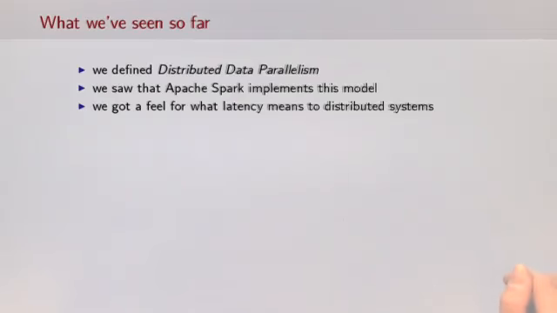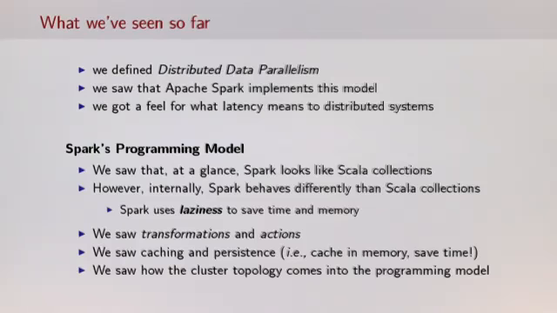So far, we've defined distributed data parallelism, and we saw intuitively that Spark implements this model. And most importantly, in the first few sessions, I hope you got a feel for what latency really means to a distributed system. Then we covered Spark's programming model. In the beginning, we learned that from 10,000 feet, from really far above, Spark looks like Scala collections, but internally, Spark doesn't behave very much like Scala collections. In particular, Spark uses laziness to save time and memory on the latency front.